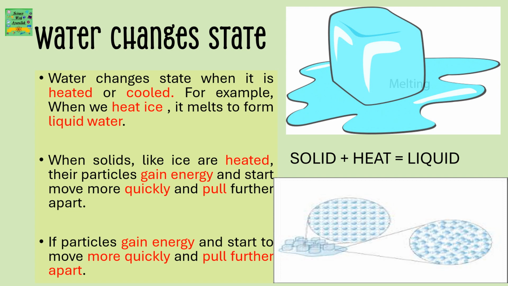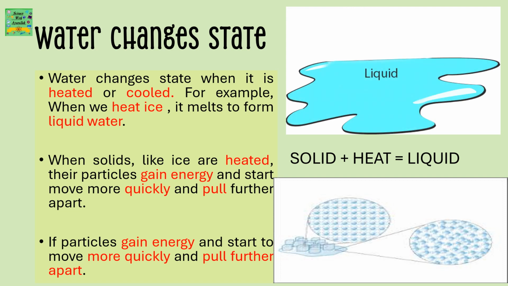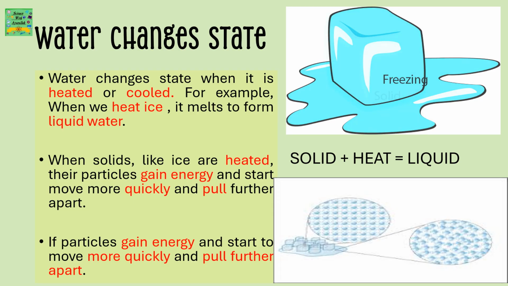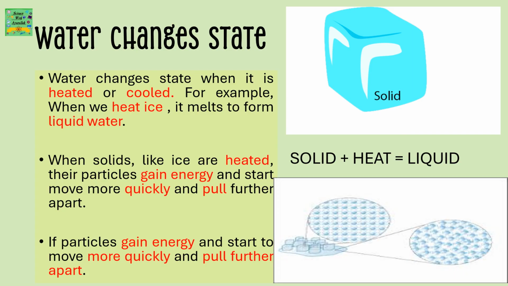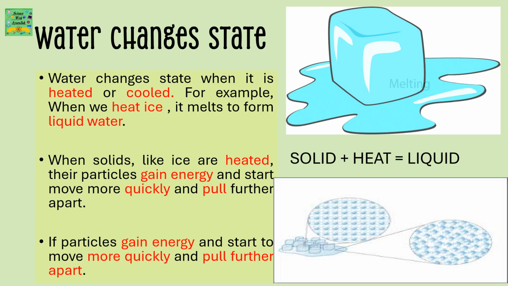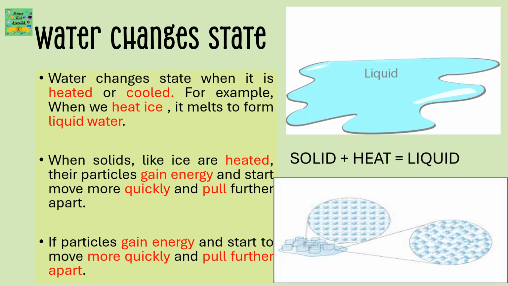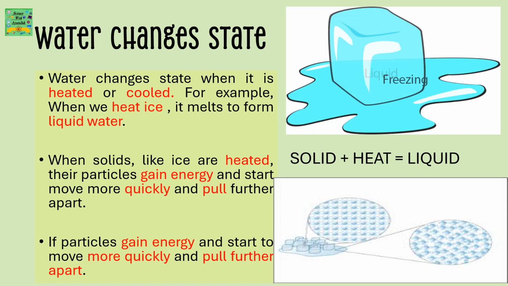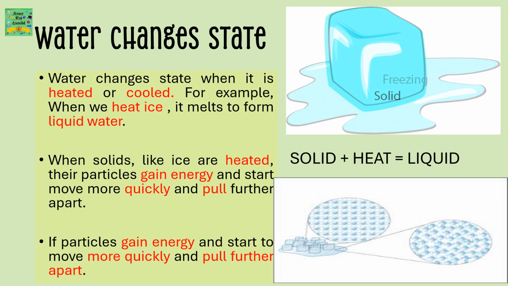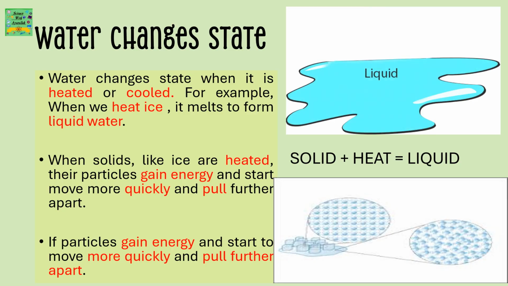Water changes state. Water changes state when it is heated or cooled. For example, when we heat ice, it melts to form liquid water. When solids, like ice, are heated, their particles gain energy and start to move more quickly and pull further apart. If particles gain energy and start to move more quickly and pull further apart, then it forms liquid.